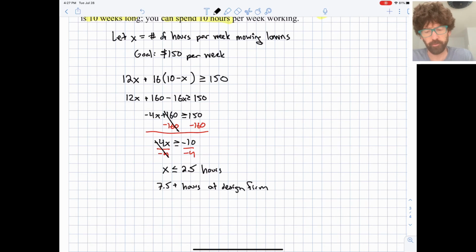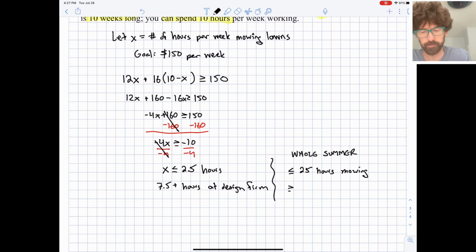Now, of course, if we wanted to do this per 10 weeks, so this might be the whole summer, we need to work less than or equal to 25 hours mowing lawns and more than or equal to 75 hours at the design firm.